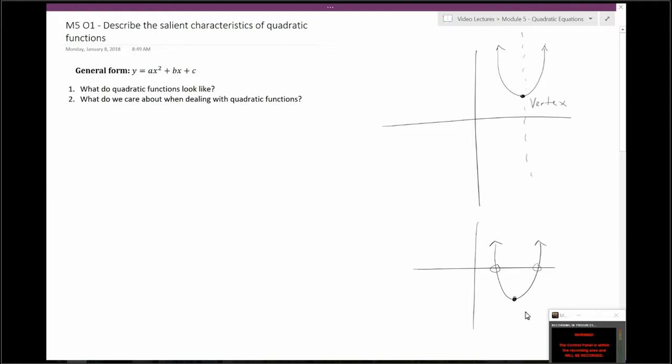So again, the important things: the vertex is always going to be there. It'll be the most important thing. And then sometimes we'll have it cross the x-axis and sometimes we won't.